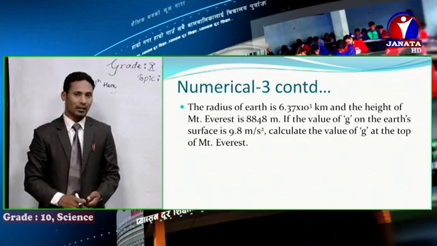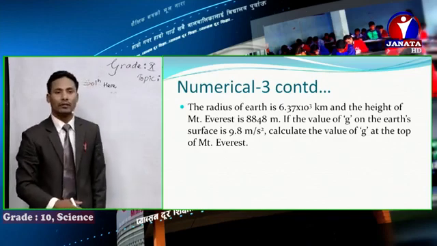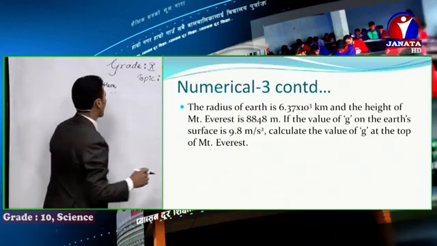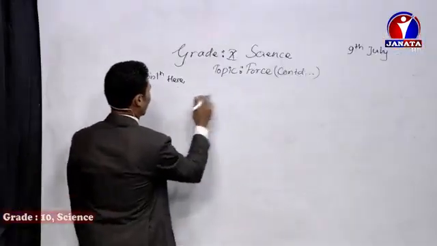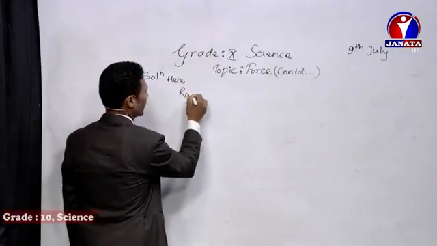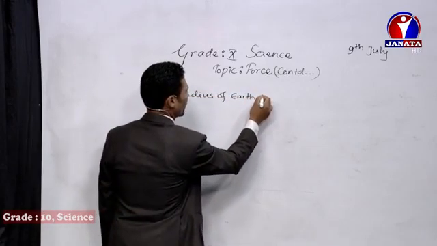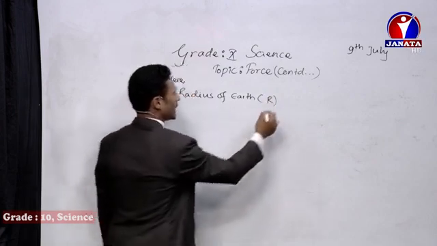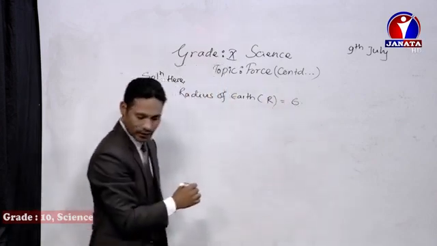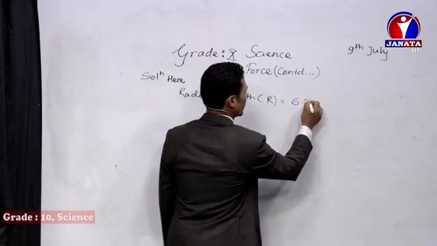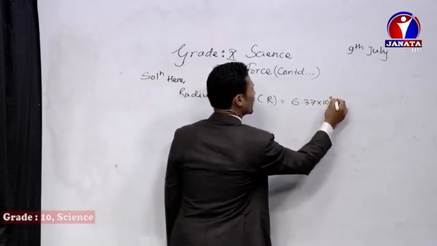It is a similar one, but we use a different formula for this one. So let's see what is given over there. The radius of Earth is given. Let me write down this capital R, that is 6.37 into 10 to the power 3 kilometer.